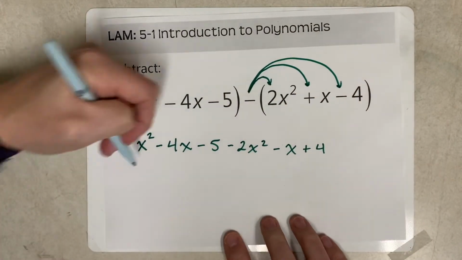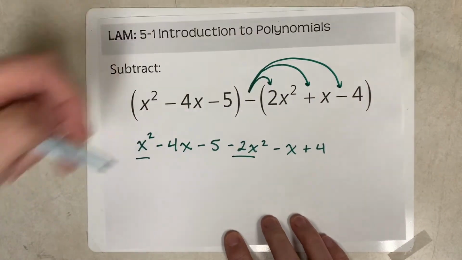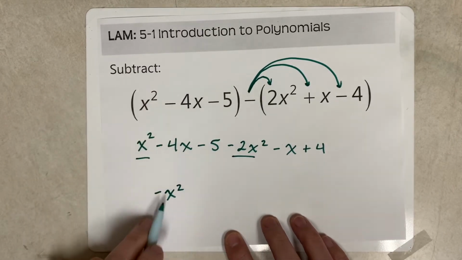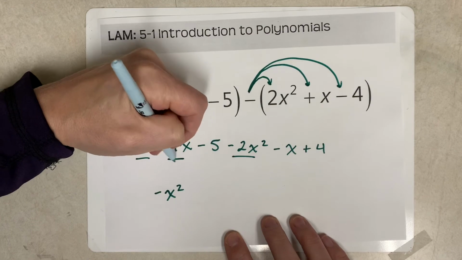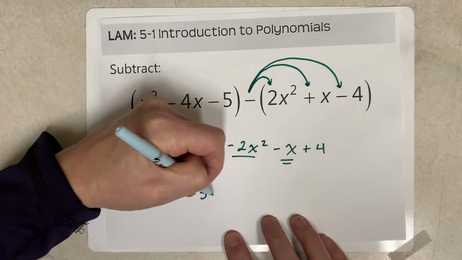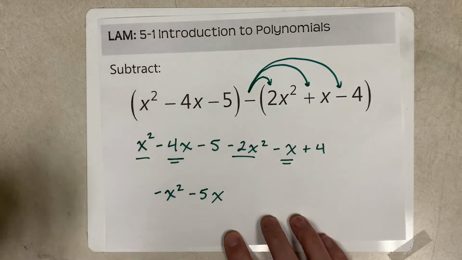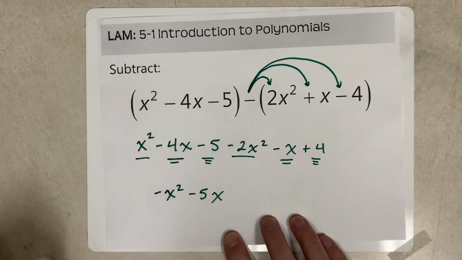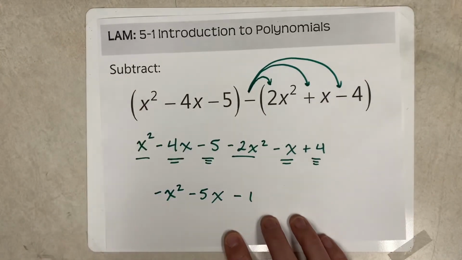All right, so you got x squared and negative 2x squared for a total of negative 1x squared. I never put the 1 in front. A negative 4x and another negative 1x make negative 5x. And then we've got a negative 5 and a positive 4, and that total is going to be negative 1.